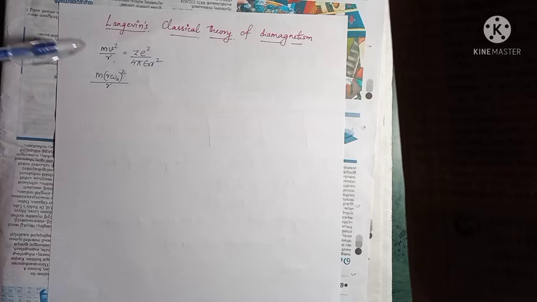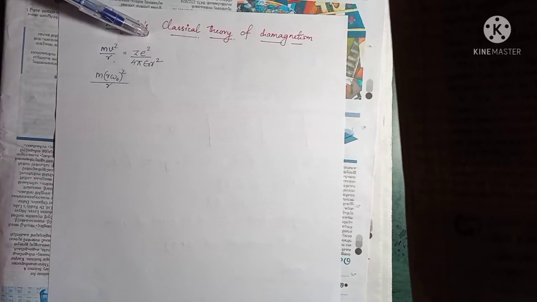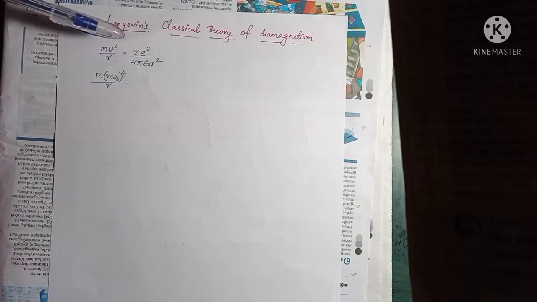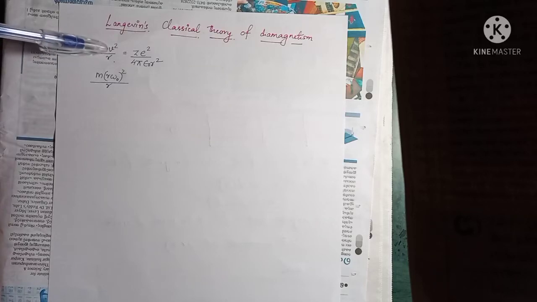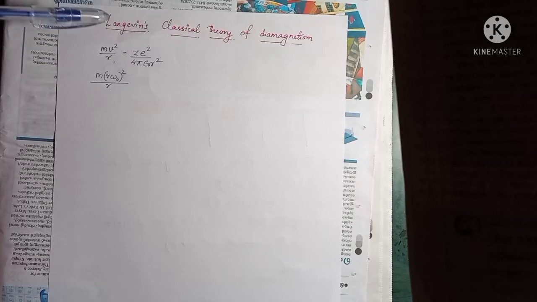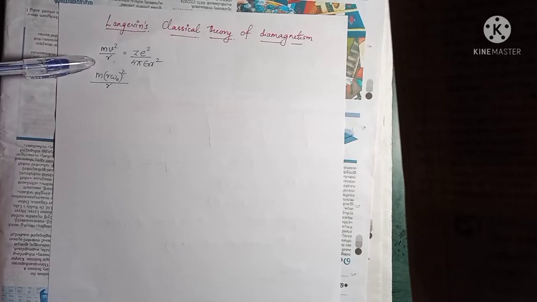Centripetal force, which is given by mv square by r, is balanced by the electrostatic force given as ze square upon 4 pi epsilon 0 r square, where z is the number of protons inside the nucleus, which causes the electrostatic force, and r is the distance from the nucleus to the electron. And v can be further written in the form of angular frequency as r omega naught, where omega naught is the angular frequency of the electron in the circular orbit.